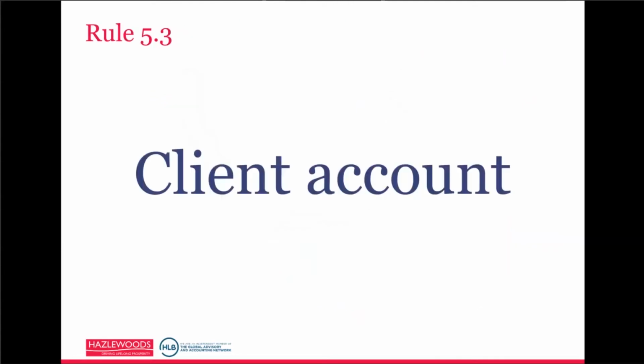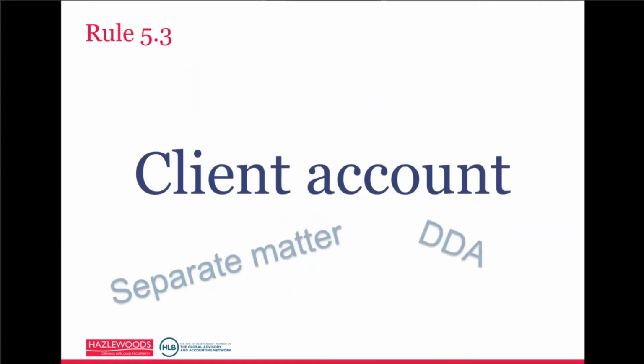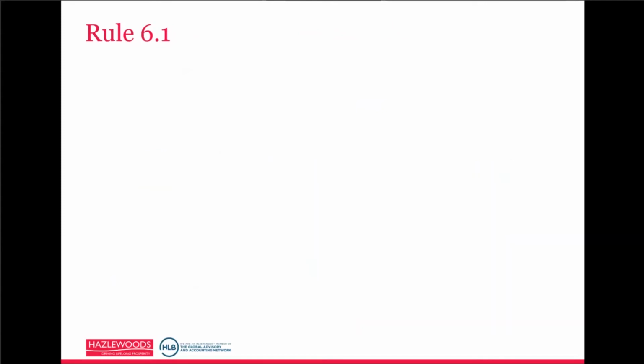Rule 5.3 says that you can only withdraw client money from a client account if sufficient funds are held on behalf of that specific client or third party to make the payment, i.e. the client account must not be overdrawn. Individual client ledgers normally should not be overdrawn unless there's sufficient money held on a separate matter for the same client to cover the balance, or there is sufficient money held on a designated deposit account for the same client to cover the balance. Rule 6.1 says that you correct any breaches of these rules promptly upon discovery.